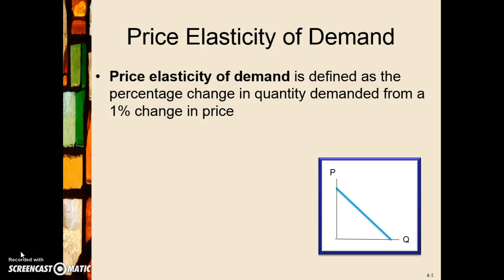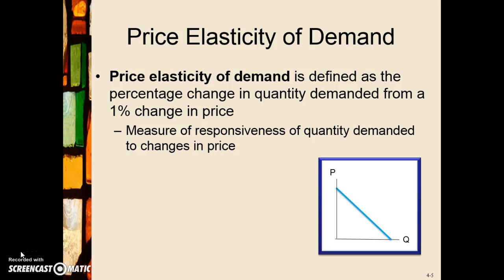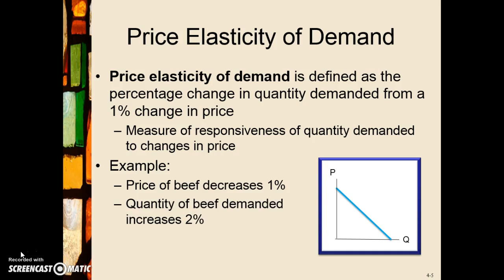Hi guys, I want to do a guided example with you about how to calculate price elasticity of demand. Price elasticity of demand is defined as the percentage change in quantity demanded that happens when the good changes 1% in price. So it measures the responsiveness of quantity demanded to changes in price. For example, if the price of beef decreases 1%, and the quantity demanded increases by 2%, then we have a price elasticity of demand of 2, or in this case it says -2, but as you'll see in a moment we're going to drop that sign.